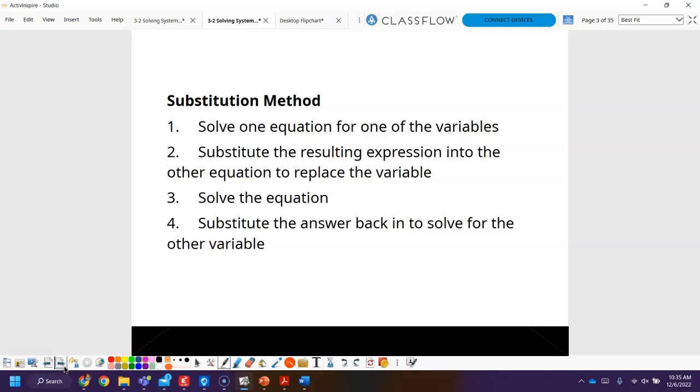Now, the new steps are 1 and 4. Step 1 is that you have to pick the variable you're solving for instead of being told. And step 4 is to find the other value. So 2 and 3 are what we just did. We're adding 1 and 4.